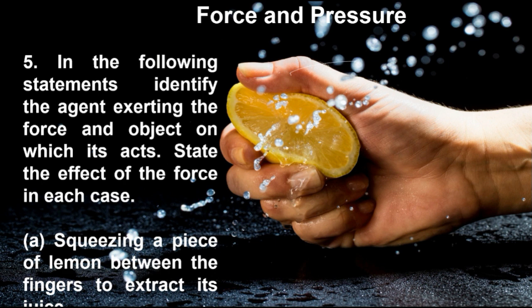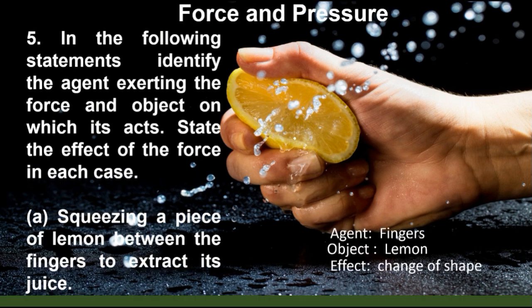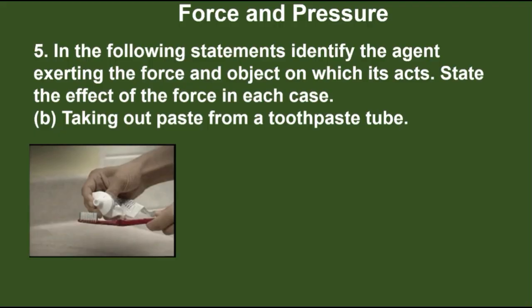So how do you have to write this answer? You have to write like this. What is the agent? Agent is fingers. Object: the fingers applied force on lemon, and then effect is change of shape. Right? Quickly we'll go for the next one now. Taking out the paste from the toothpaste. We all do that every day.